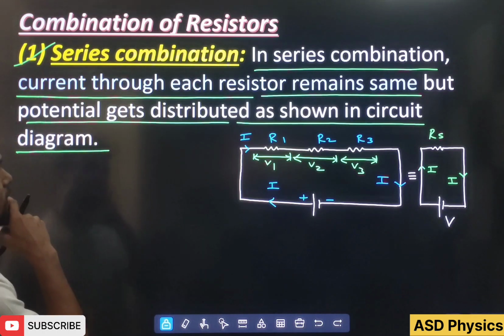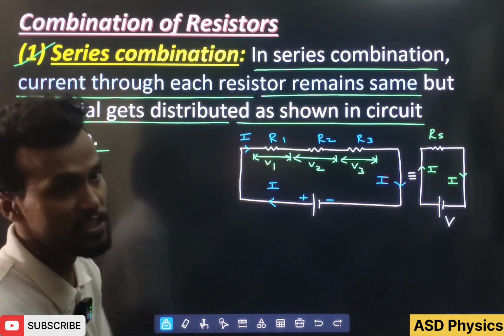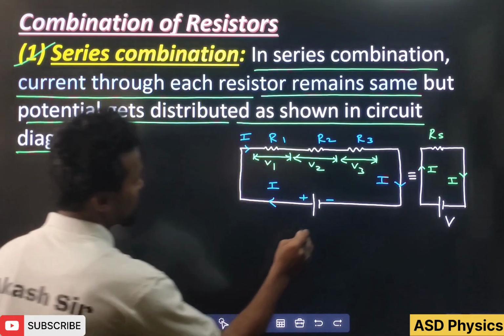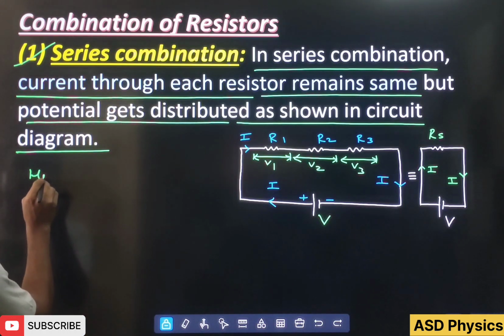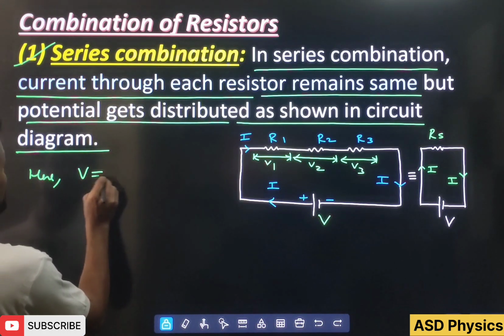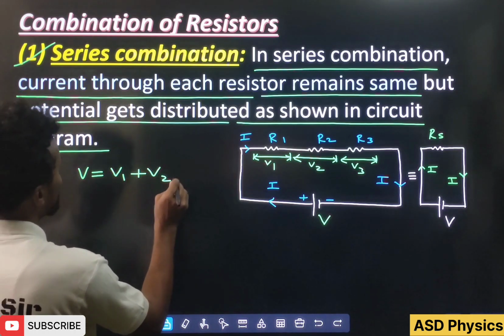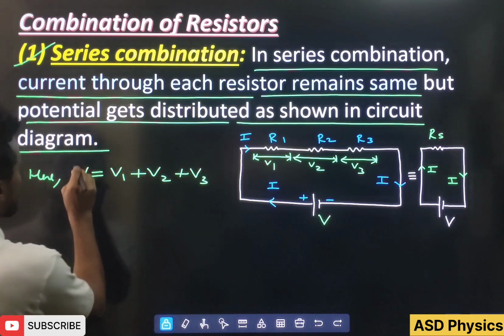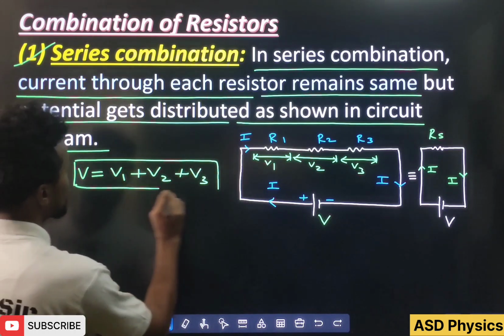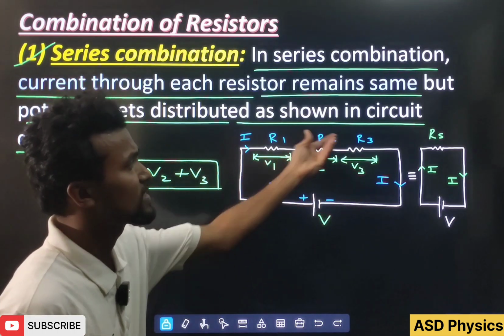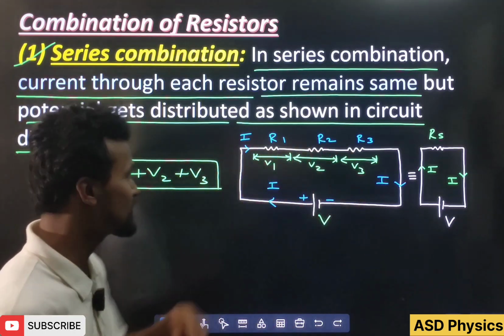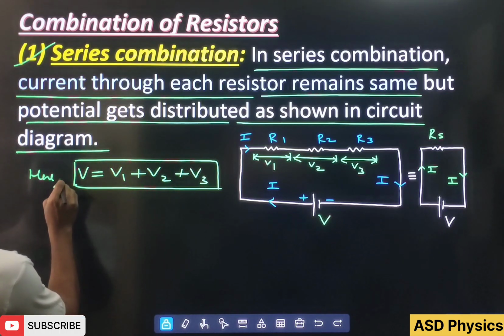Okay, so here you can see very well, as potential gets distributed, if the total potential is V, then remember that V will be equal to V1 plus V2 plus V3. This thing you have to remember: in a series combination, V1, V2, V3 differ because resistors are different. If resistances are the same, then these values can be the same also. That's not a big deal.